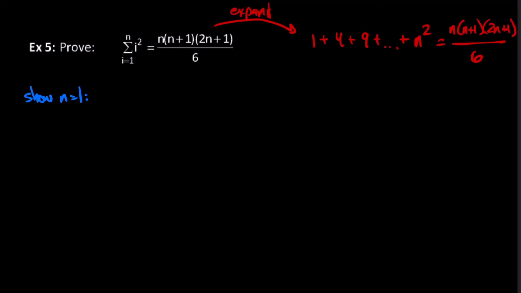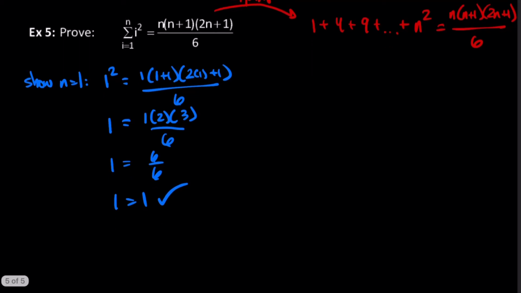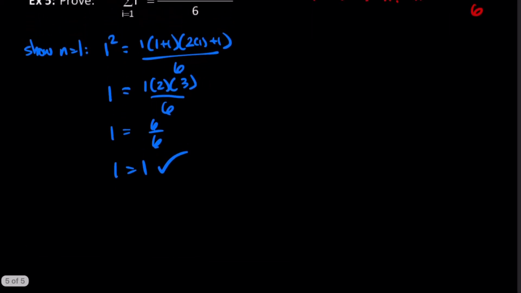Okay, first, show it works for n equals 1. Okay, well, on the left side, I just get 1 squared. On the right side, I get 1 times 1 plus 1 times 2 times 1 plus 1 all over 6. Okay, well, that's just 1 on the left. But let's see, that's 1 times 2 times 2 times 1 is 2 plus 1, that's 3 all over 6. That's 6 over 6, 1 equals 1. Yeah, that works. Okay, a little bit more effort than what we've done in the past for step 1, but that does work.